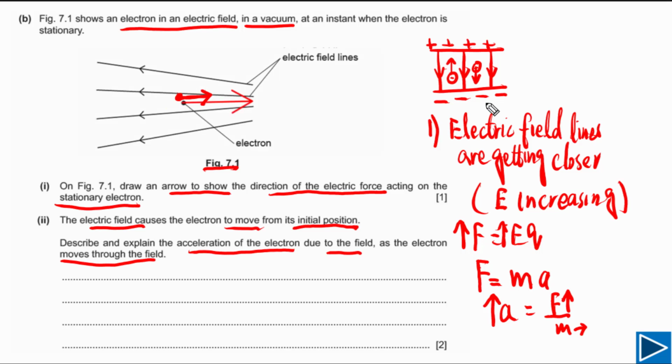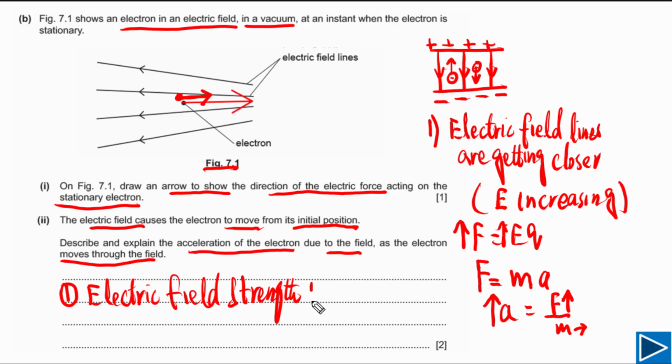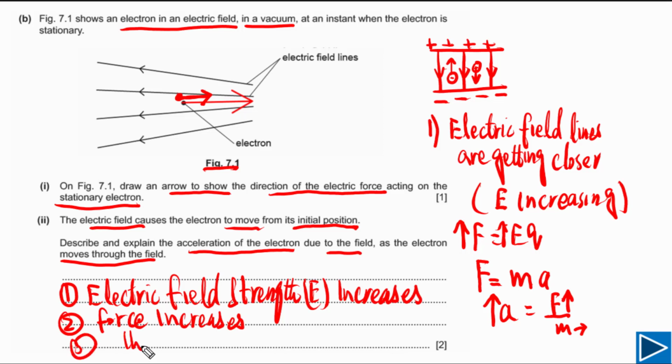This question has 2 marks. The first point you can write: electric field increases, means E increases. The second point you can say the force increases, or you can say electric field increases, so force increases, therefore the third point, acceleration increases. So this is how you can answer this question.